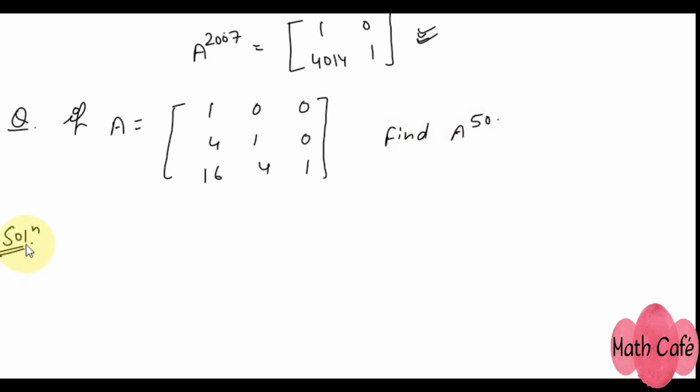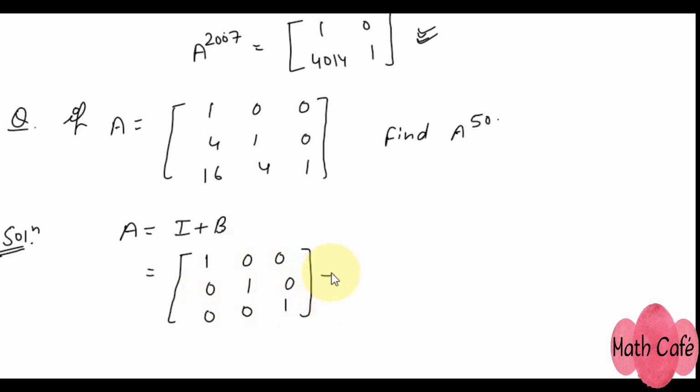So first of all, in this type of problem, we will convert matrix A into the form I plus B. Here I is the identity matrix of order 3 cross 3, that is 1 0 0, 0 1 0, 0 0 1. And for matrix B, there is 1, so we already have 1, so the corresponding element will be 0. And here the element will also be 0, and here also 0. So the 0 is there, so there will be 4.